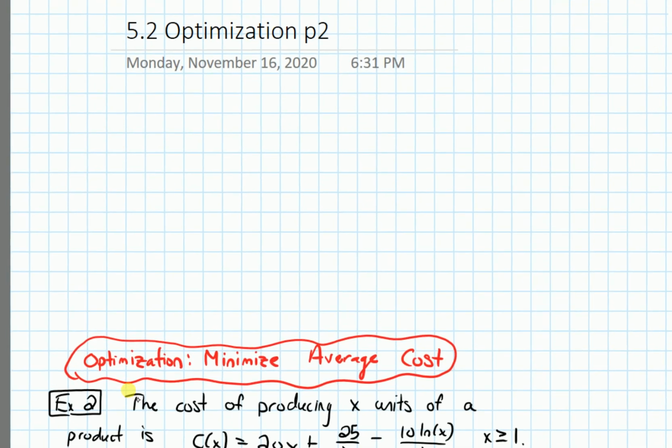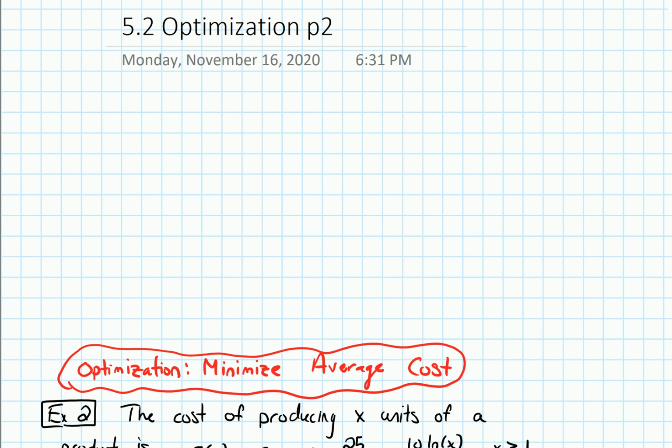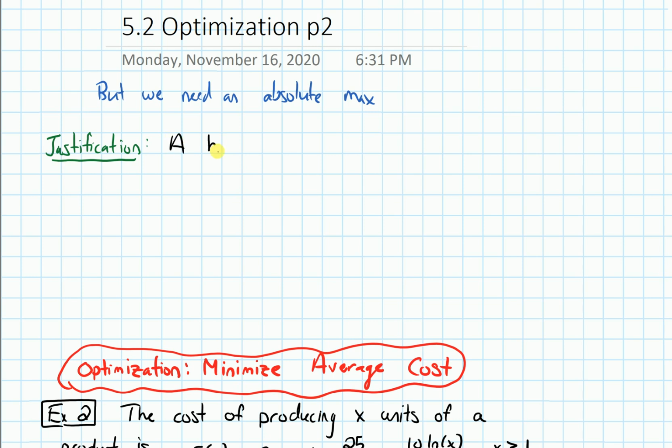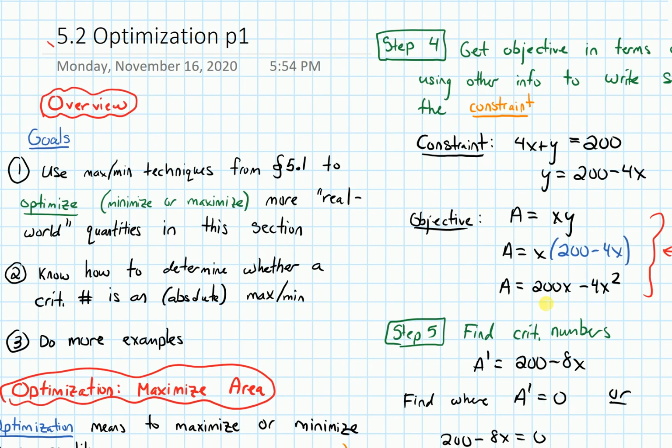All right, so let's zoom in here a little bit. But we need an absolute max. Okay, so there's a way that we can justify why this local max is actually an absolute max in this particular problem. So A has an absolute max at x equals 25, since it has something to do with specifically what our number line looks like.